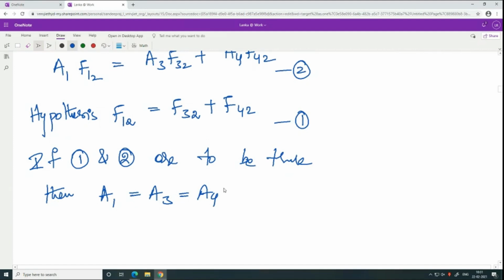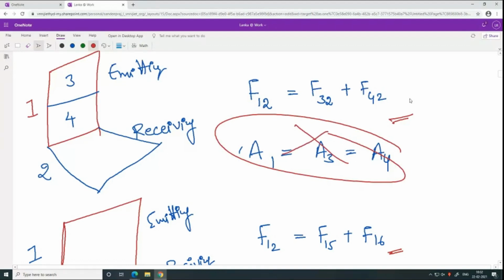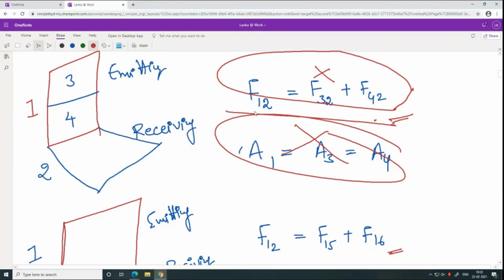Is A1, A3, A4 equal? Can somebody tell me? Look at this. A1 is equal to A3 is equal to A4. Is this right? No, sir. No, it is not at all right. So, whatever you have taken as your hypothesis is not correct. So, your shape factor cannot be written as a sum like this. This is one more important property of a shape factor that you should keep in mind.